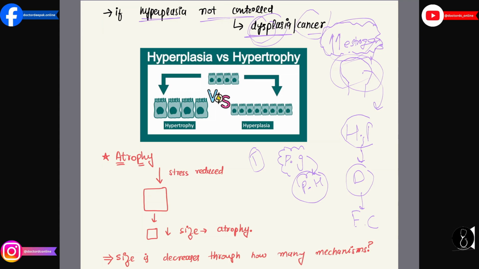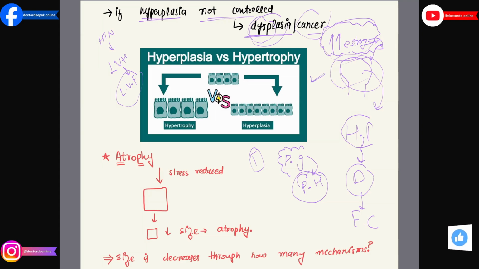Now take another example, of hypertrophy. Let's suppose the person has hypertension, and that hypertension puts stress on the left ventricle. We know that hypertension can lead to left ventricular hypertrophy. If the hypertension is not controlled, that left ventricular hypertrophy can lead to left ventricular failure. So if you do not control the hypertrophy, it can lead to permanent organ damage. Like here I explained, it can lead to left ventricular failure. Please keep in mind, these are examples that can be asked in the exam.